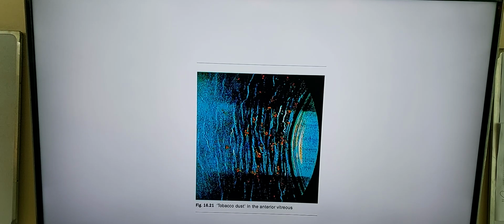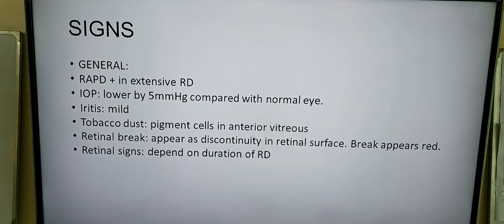This is a picture of tobacco dust. It shows pigmented cells in the anterior vitreous. Retinal breaks appear as discontinuity in the retinal surface, and breaks appear red because of the contrast between the retina and choroid. The break appears red. Retinal signs depend on the duration of retinal detachment.